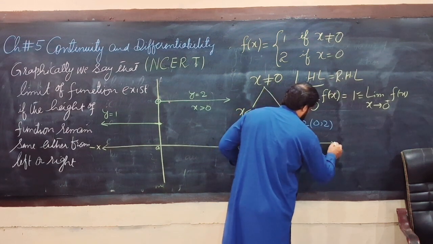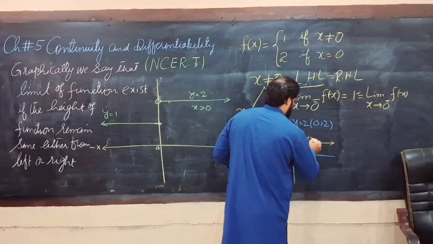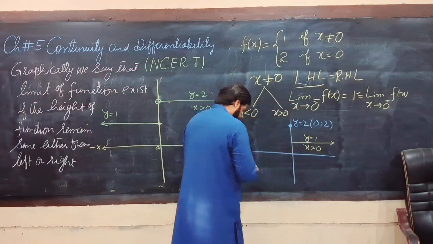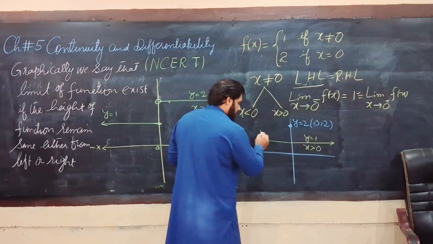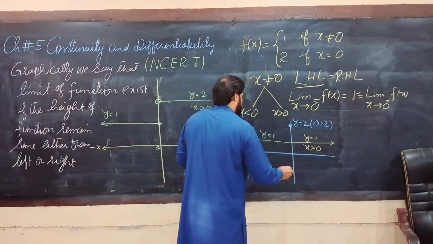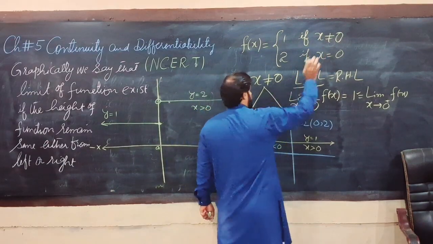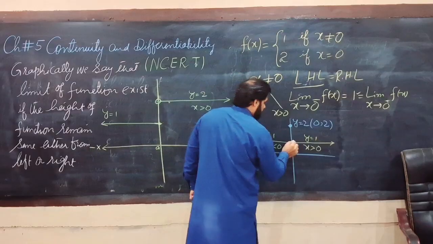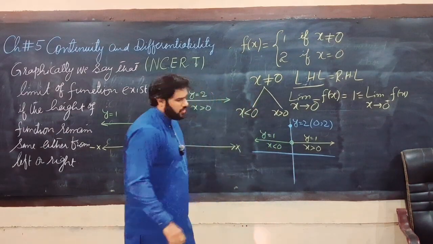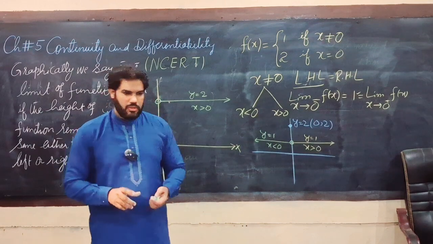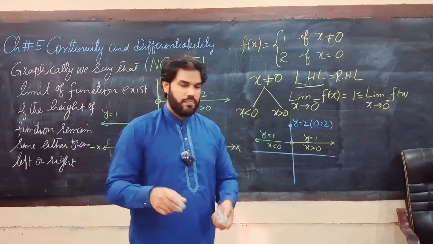If you move to the right side of x is equal to 0, this height is y is equal to 1. If you move to the left of x is equal to 0, your height is again y is equal to 1. But because here x is equal to 0 is not included, I will take here a circle, that is a hole. But there is no problem. The whole matter in the case of continuity, that we will discuss inshallah in the next lecture.